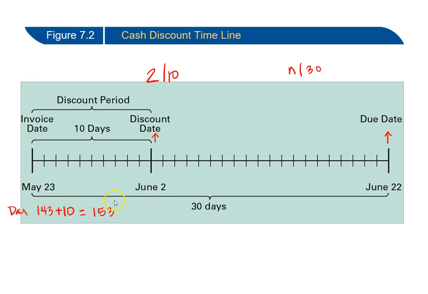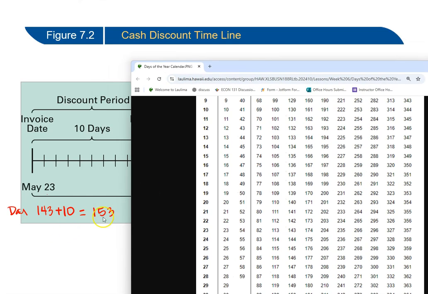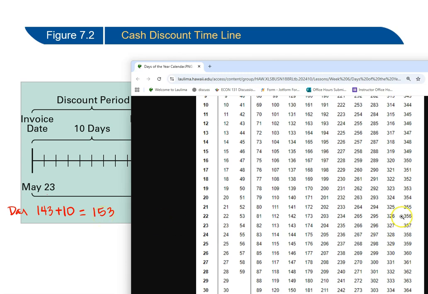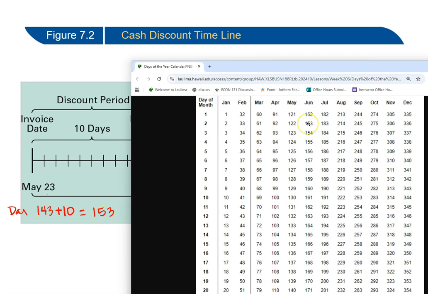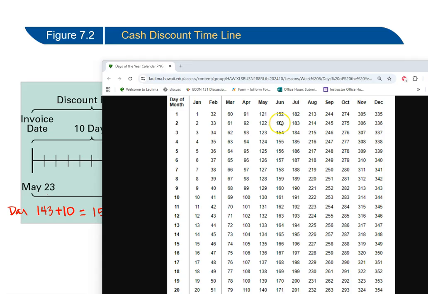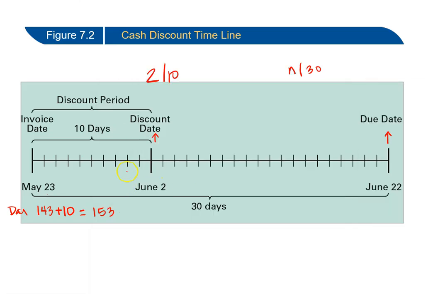So to find the discount date, or the last day that we can get a discount, I'm going to look for day 153 on my calendar and see where that falls. So here's 153, and that tells me that day 153 falls on June, and then looking at the day of the month calendar, that is on June 2nd. Okay, and so that's just one way that we can calculate this without actually opening up the calendar on your computer and trying to figure this out. I strongly suggest that you do get used to using this days of the year calendar.